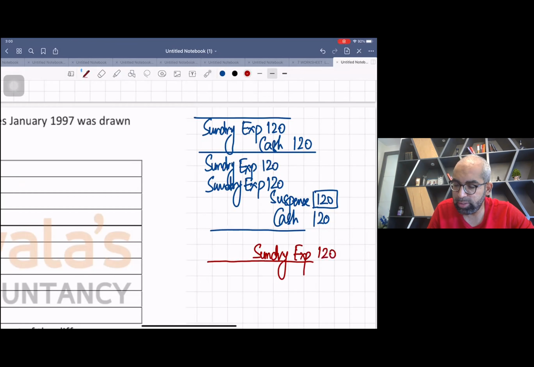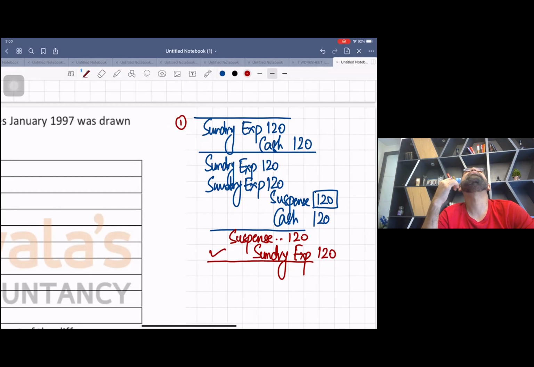Okay, and it's our objective to close the suspense account. So suspense was originally opened on the credit side. So now we'll debit suspense. First, error number 1 done.